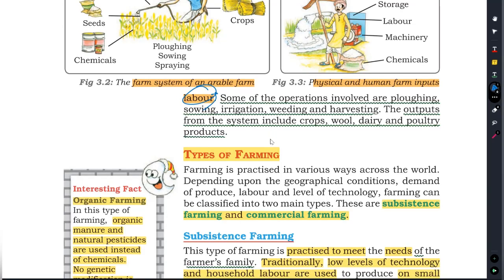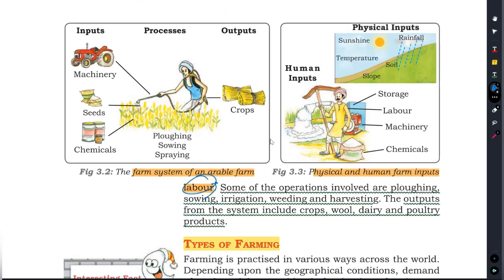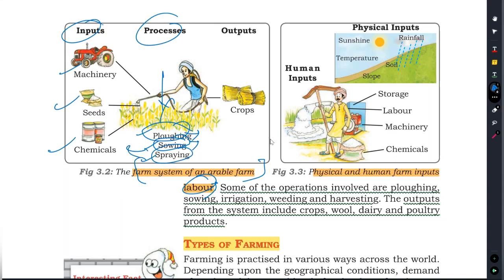Here they have given the picture of the farm system of arable land, right? What are the inputs? Machinery, seeds and chemicals. The process involves plowing, sowing and spraying. Plowing of the land is the first step. Sowing of the seed is the second step, and spraying chemicals is the third step. You get crop. What is the output? You get crops.